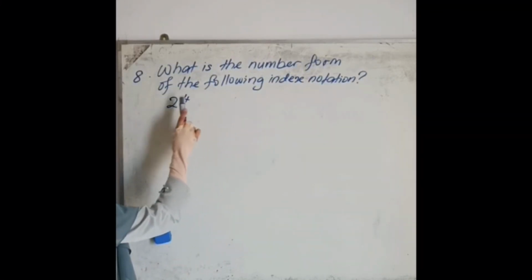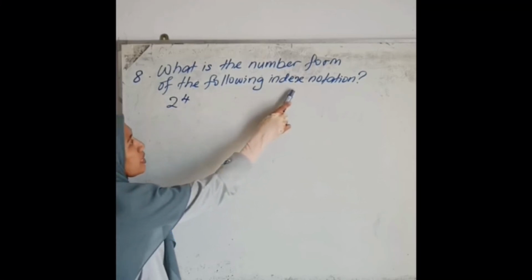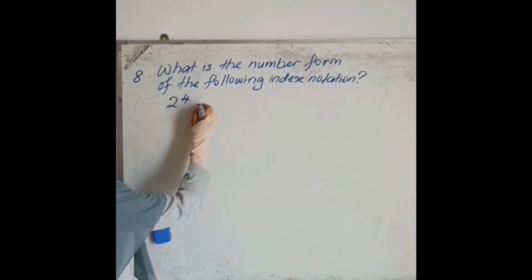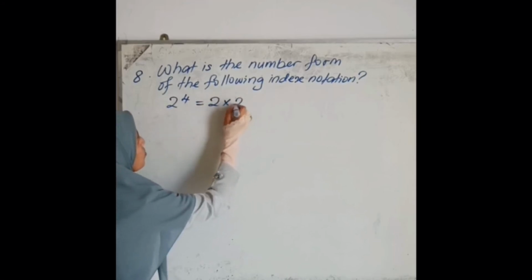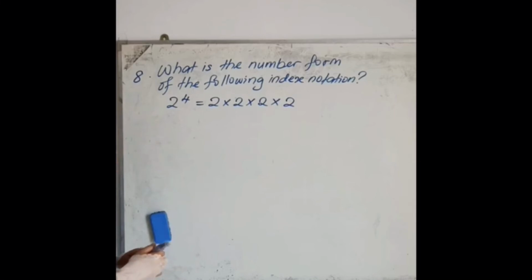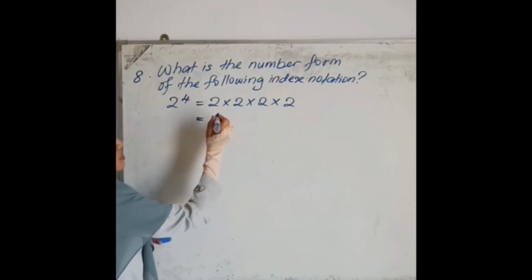Okay, number 8. What is the number form of the following index notation? 2 to the power of 4 equals 2 times 2 times 2 times 2. So the answer is 16.